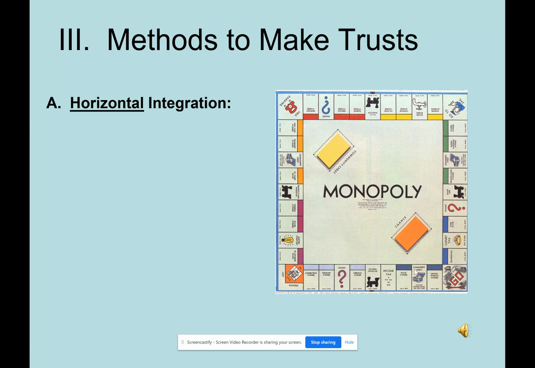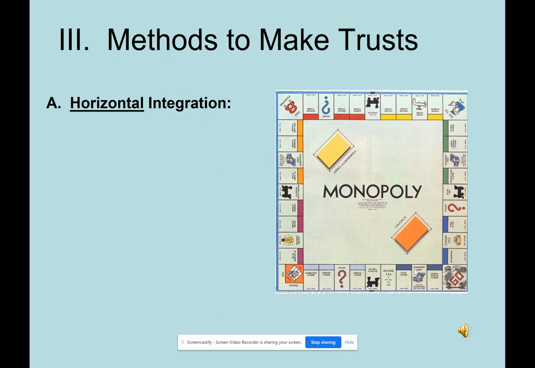Okay, so let's talk about how these trusts grow during this period. There are two major methods that we're going to look at. The first one is called horizontal integration. These methods were established by the business tycoons we're studying during this era, but they are still utilized by businesses today if they want to consolidate and make more profit. So horizontal integration is the first one.